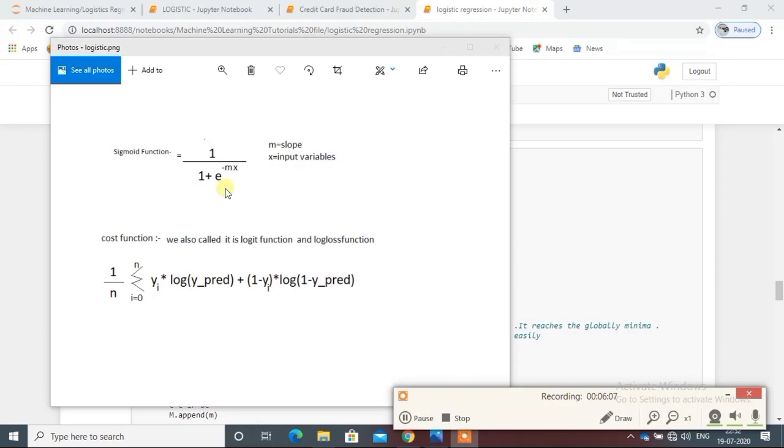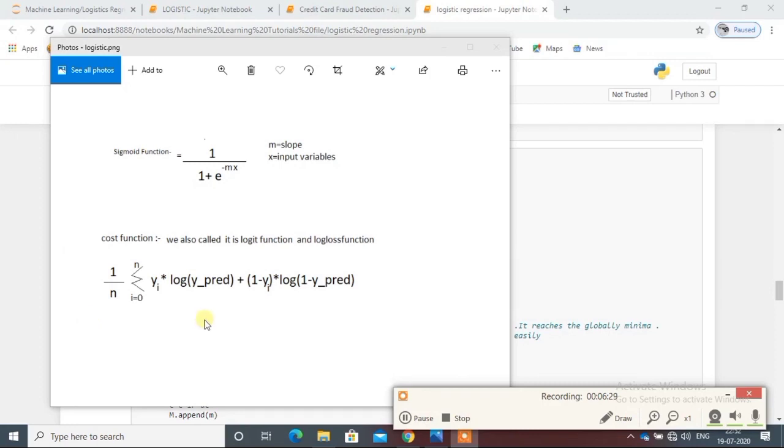These are our sigmoid function values. So m is the slope, x is the input variable. This is the formula which we use to restrict our range between 0 and 1. This is our cost function formula, which we can also call the log loss function or logit function.